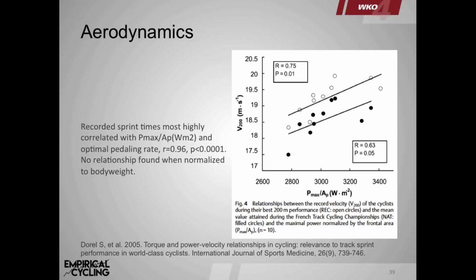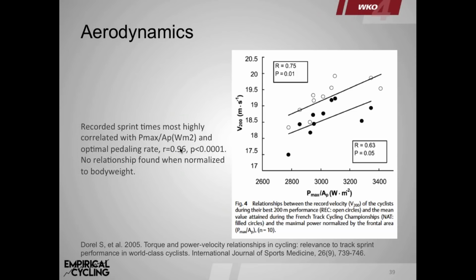And so we actually see a pretty good correlation with this, 0.75 for the white circle event and 0.63 for the dark circle event. However, on the left here, I noted that when sprint times are correlated with both Pmax per surface area and optimal pedaling rate, RPM optimal, the correlation goes up to 0.96. So this is a very, very strong correlation.